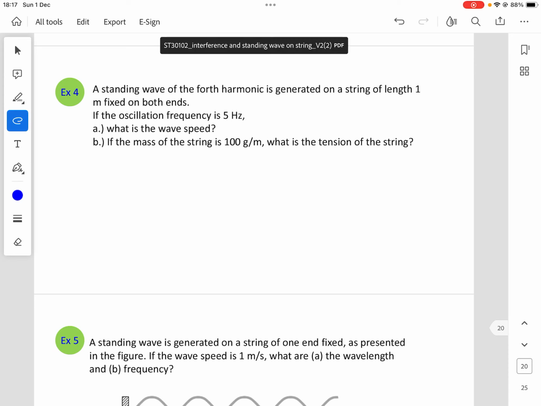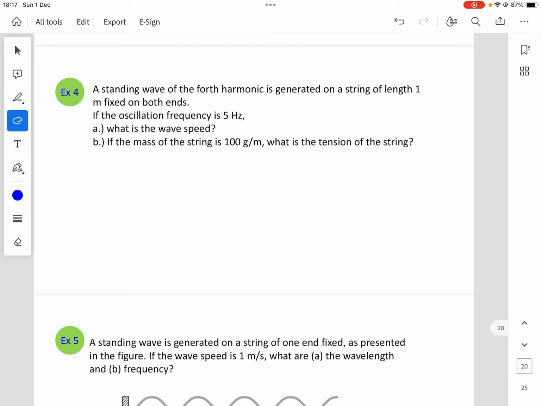Let's try some exercise. A standing wave of the fourth harmonic is generated on a string of length 1 meter fixed on both ends. So this is the case of two fixed ends. If the oscillation frequency is 5 Hertz, what is the wave speed? And also, if the mass of the string is 100 grams per meter, what is the tension of the string?